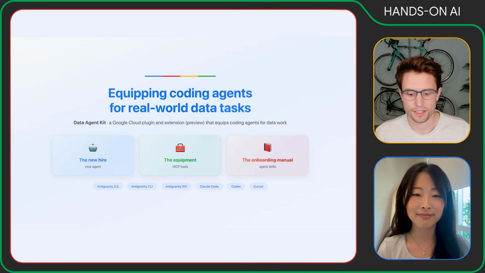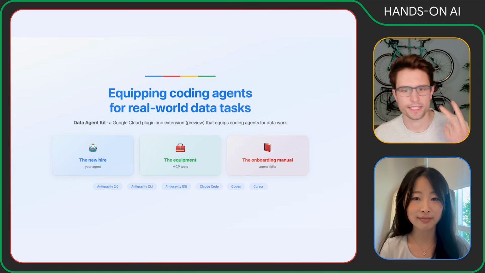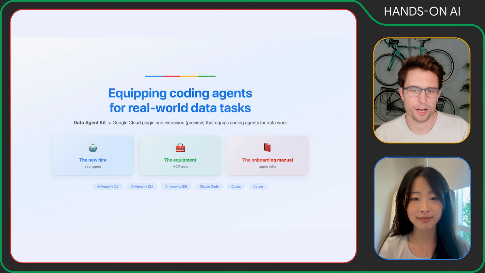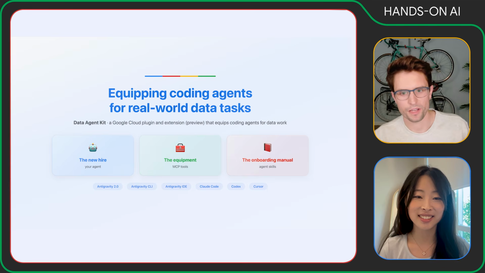Really, it's a Google built unified source for data engineering, data analytics, data science. It gives you skills and MCP tools, and it integrates with the environments that you already use, whether that be Antigravity IDE, Antigravity CLI, Claude Code, Codex, etc. It gives us a number of different things like agent skills, kind of a library of data engineering, data science, data analytics best practices, so our agents are better steered in how to use Data Cloud.